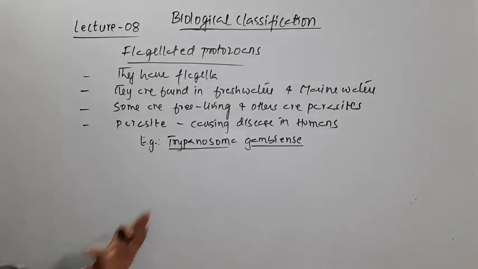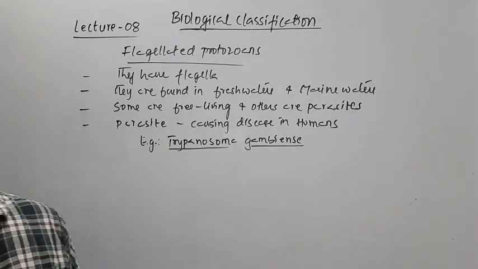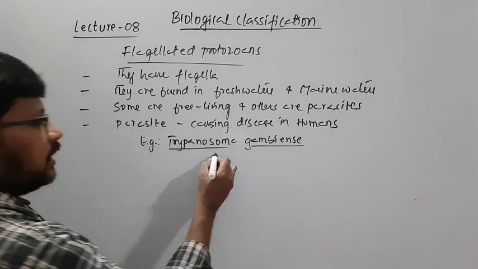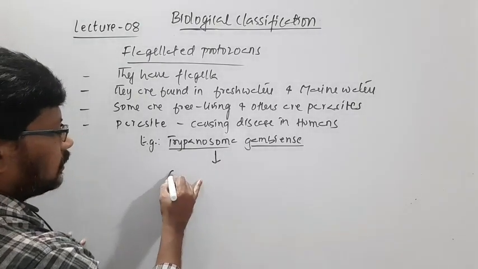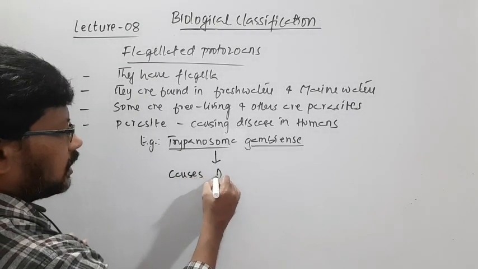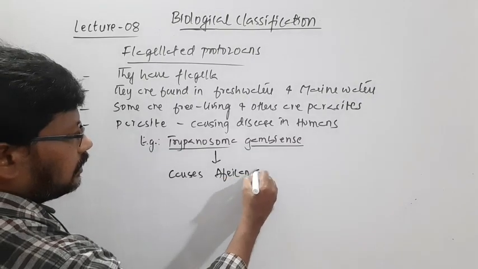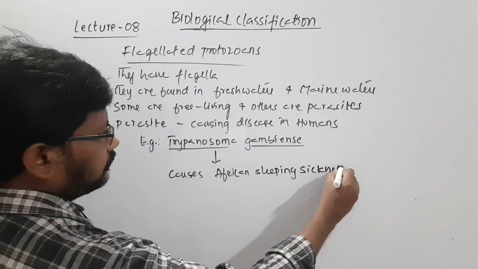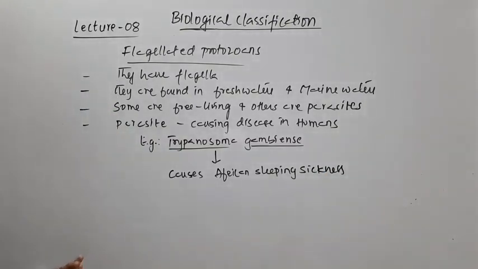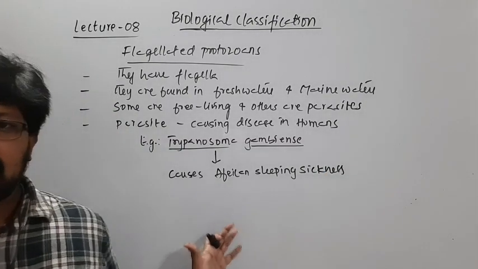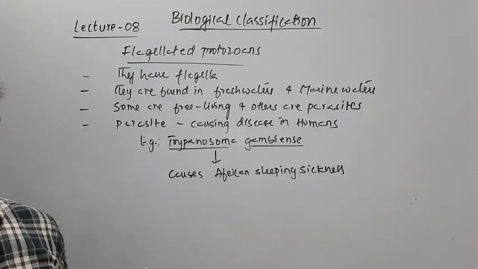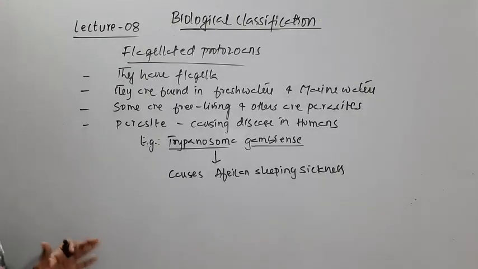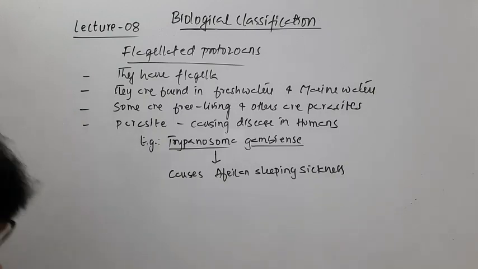In the textbook they just mentioned the genus name. I have given the species name also. Here this one causes African sleeping sickness. So it causes a disease that is called African sleeping sickness in human beings. Okay, so that's a small piece of information on flagellated protozoans.